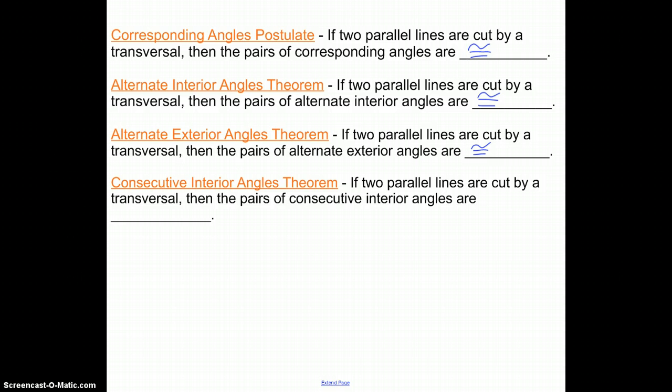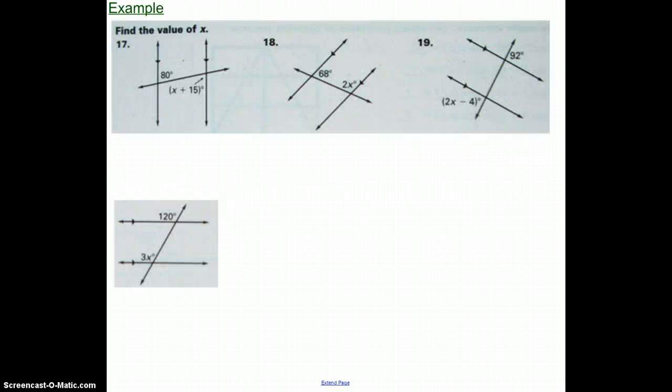The only one that's different here is the consecutive interior angles. Again, same start. If two parallel lines are cut by a transversal, then the consecutive interior angles are supplementary. Okay. So, as some examples, we'll do a couple of these.